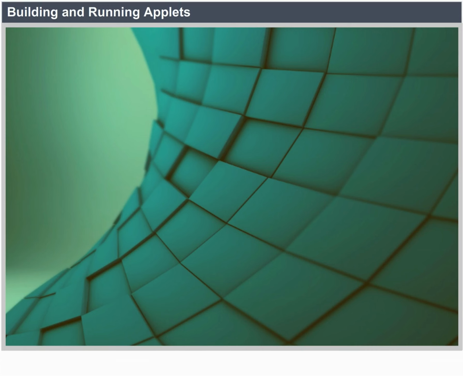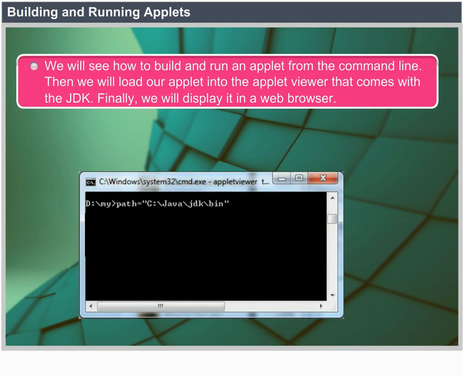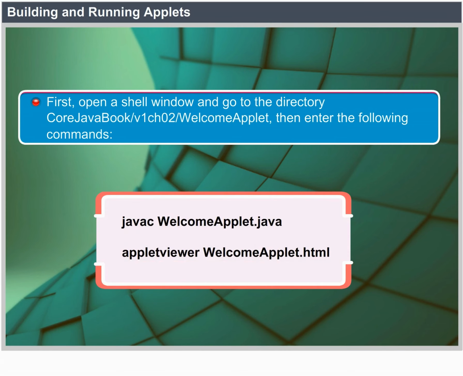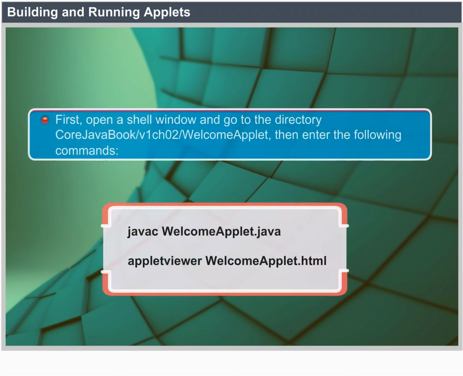Building and running applets. We will see how to build and run an applet from the command line. Then we will load our applet into the applet viewer that comes with the JDK. Finally, we will display it in a web browser. First, open a shell window and go to the directory corejavabook/v1ch02/WelcomeApplet. Then enter the following commands: javac WelcomeApplet.java, appletviewer WelcomeApplet.html.